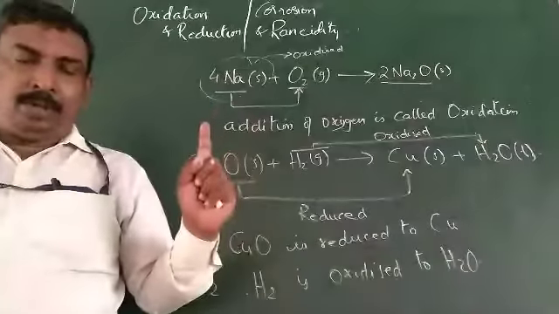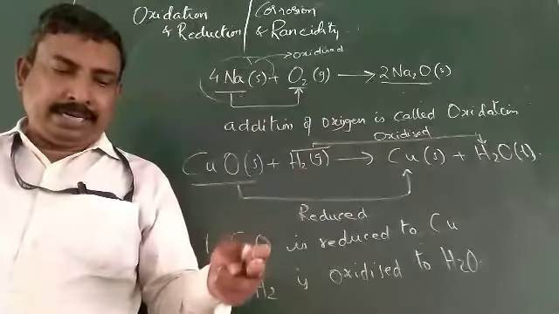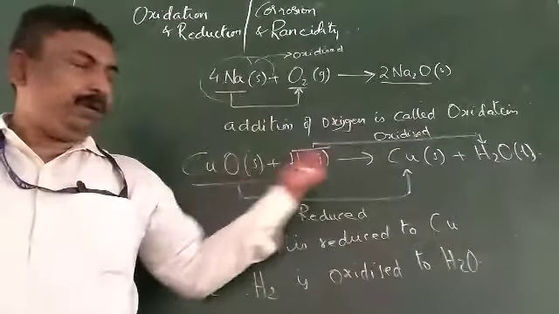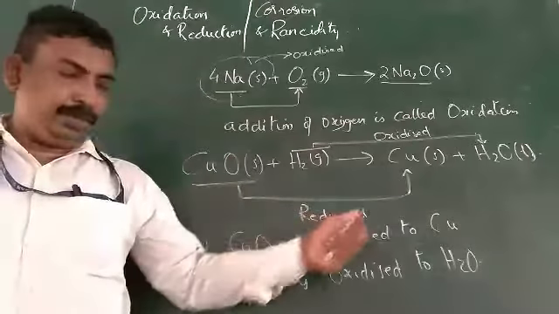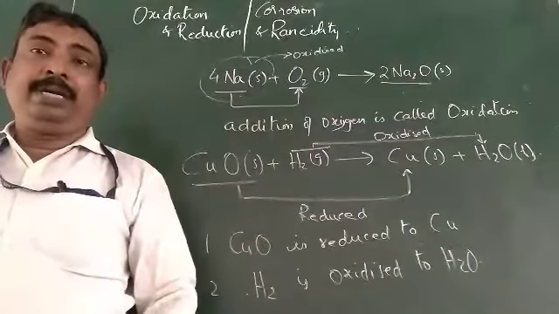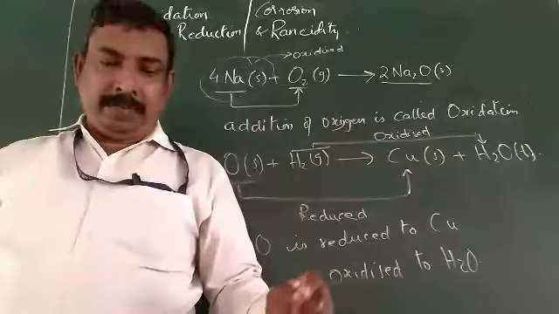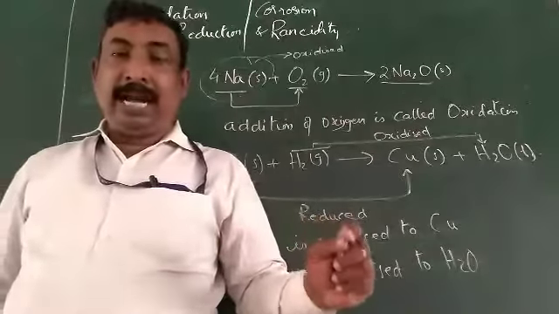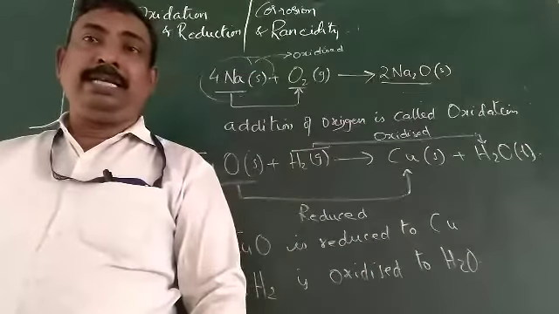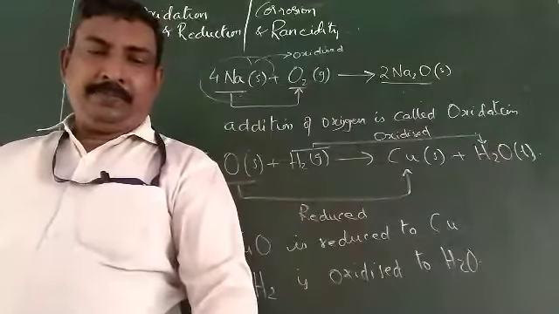Reduction, we know that removal of oxygen is called reduction. You can see this is the example of reduction. Here copper oxide is reduced to copper, and you can give that iron oxide plus aluminium gives aluminium oxide plus iron. This is also a good example for the reduction.